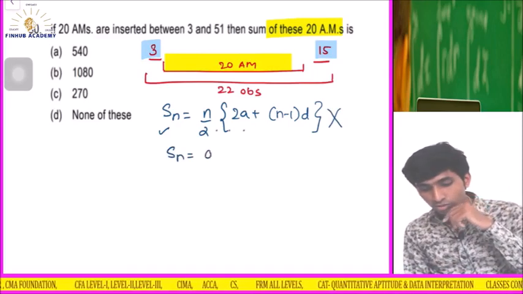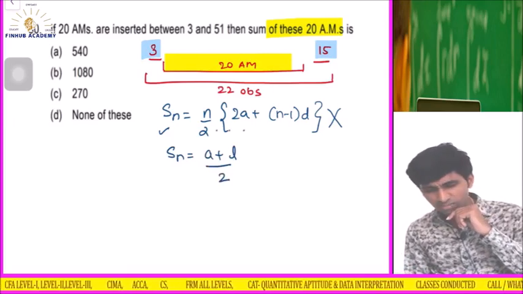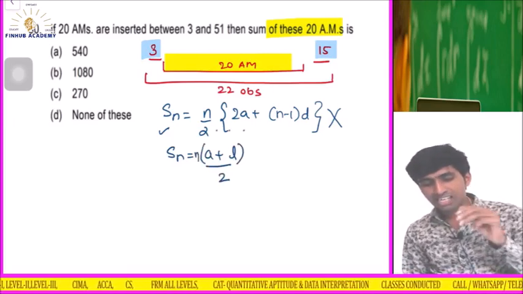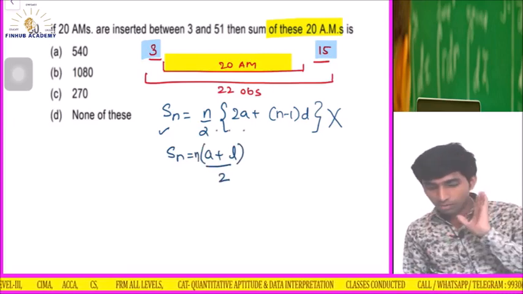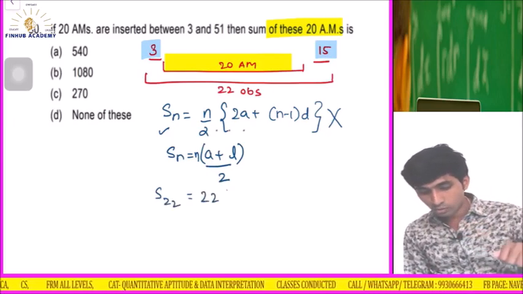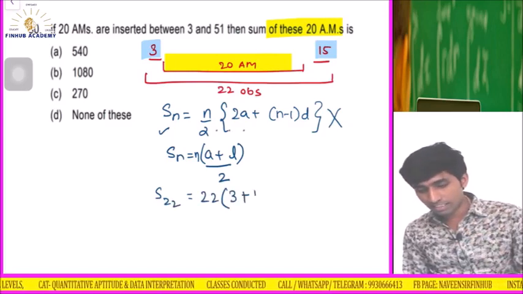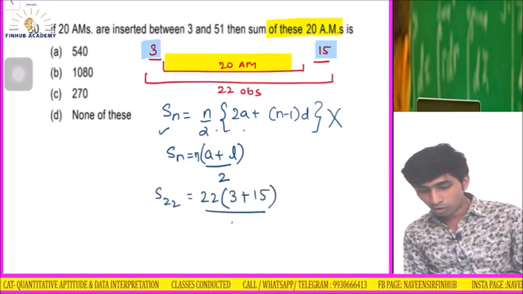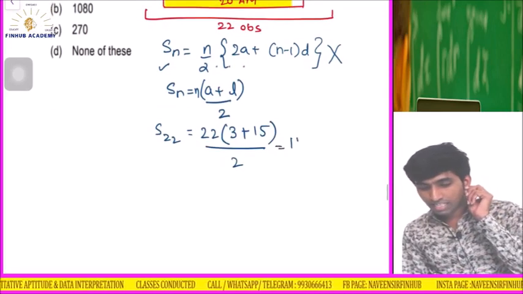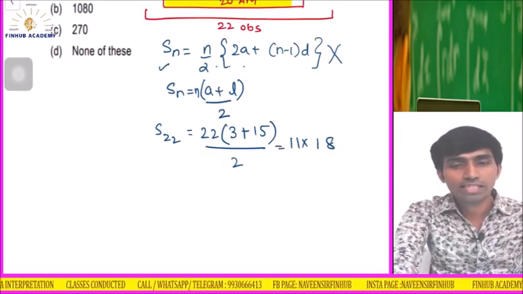Sn is equal to a plus l upon 2, correct. Now was this the formula? No, here it was n upon 2 into a plus l. So S22 means the sum of 22 numbers. n is 22, a I know, that is 3, plus l, the last term, that is 15, correct, upon 2. So 11 into 18. Okay, check the answer.